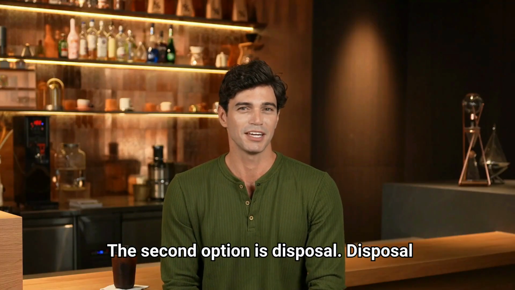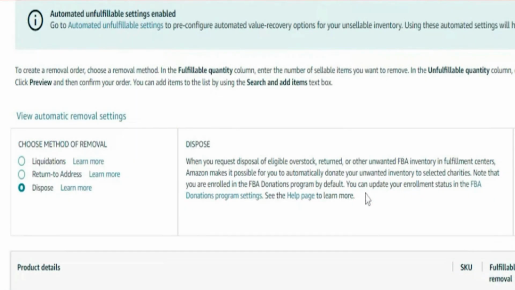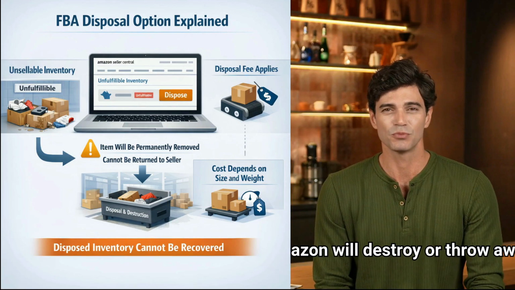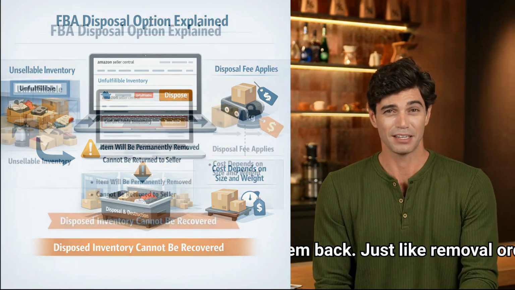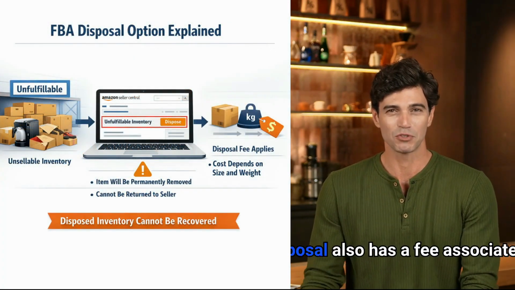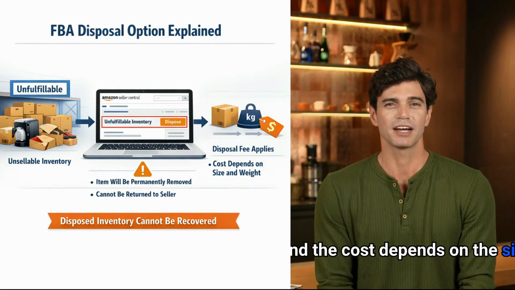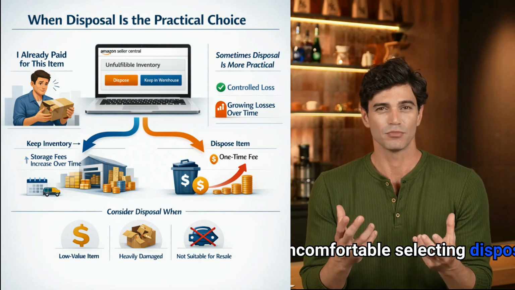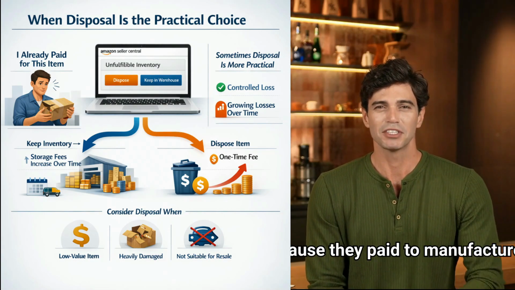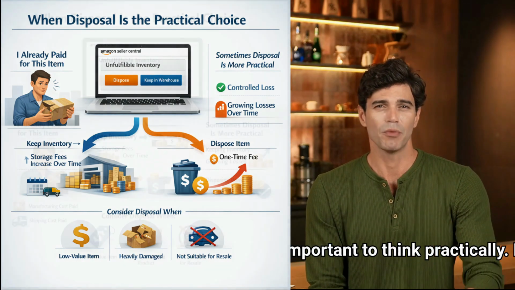The second option is disposal. Disposal means the product will be permanently removed and discarded. In other words, Amazon will destroy or throw away the inventory and you will not receive the item back. Just like removal orders, disposal also has a fee associated with it, and the cost depends on the size and weight of the product. Many beginners feel uncomfortable selecting disposal because they paid to manufacture the item and ship it to Amazon. However, it is important to think practically.